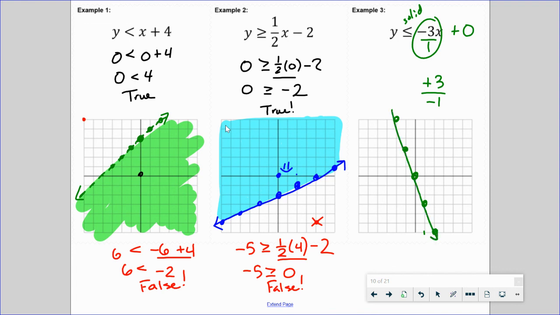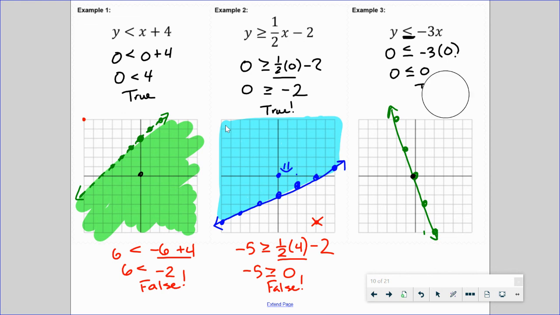Wait a second. Once upon a time, I asked you a question. When would 0, 0 not be a good choice to use? Well, in this case, we already knew that was true because of the or equal to sign. 0, 0 is directly on the line. So that doesn't really help us find a region to shade. Therefore, I'm going to pick one on a single side.